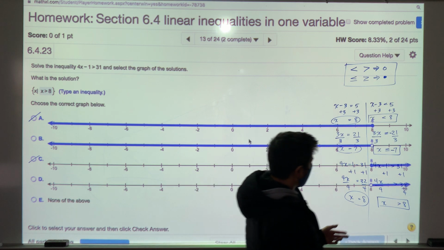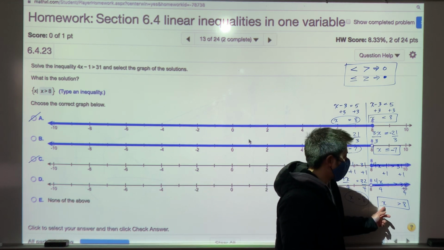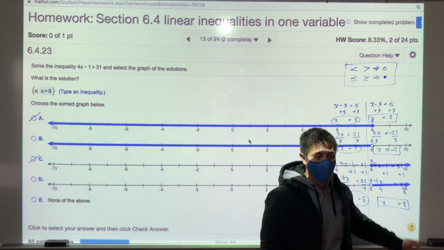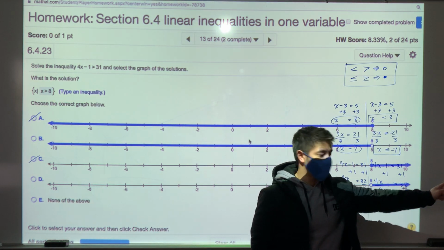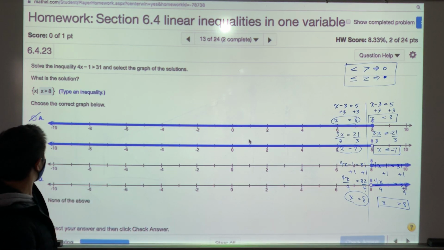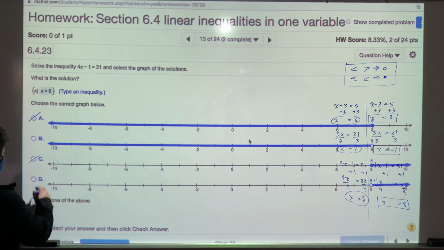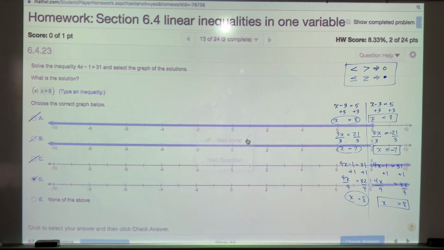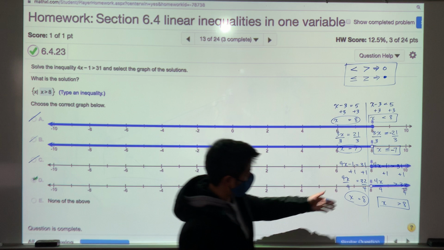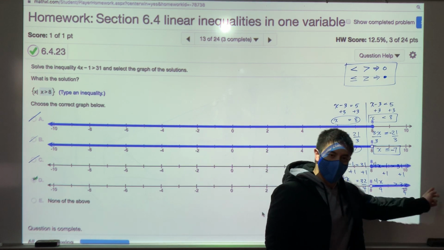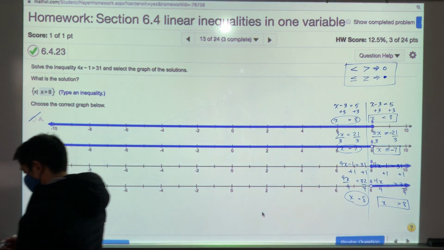Well, this is saying all answers are greater than 8. And greater goes to the right. And so therefore, D is the correct answer, B is not. Obviously E is not, so D is correct. When you look at D, it's kind of hidden behind here. Open circle, greater than 8, to the right of 8. Got it?